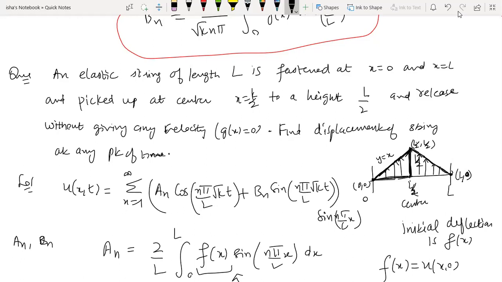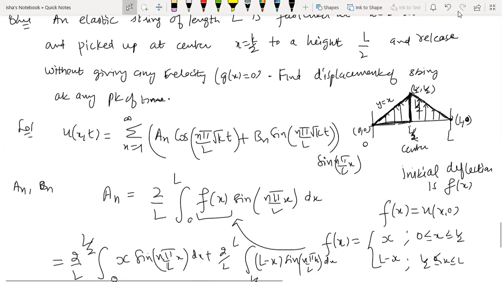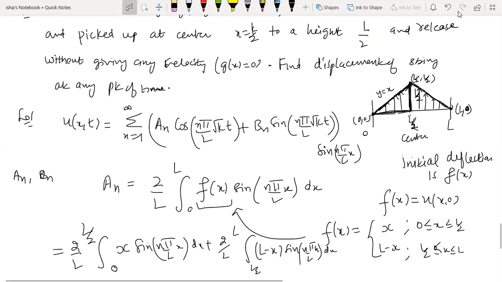So I started directly from the double star expression, which is the solution of the wave equation, u(x,t) equals the summation from n is equal to 1 to infinity of the terms with an and bn, and then this complete one. Then we need to find an and bn. So we wrote the formula for an. an is 2 by l, integral 0 to l, f(x) sin(n pi by l x). So you need to know f(x). Now what is f(x)? f(x) is the initial deflection, initial displacement, u at (x,0). You will see in the rest of the questions which we will be doing that it may be directly given to you as a function, right?